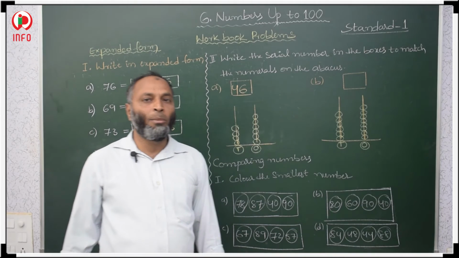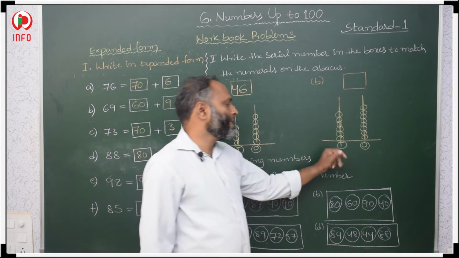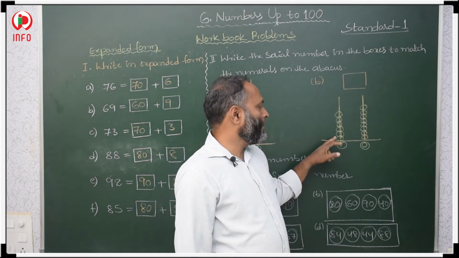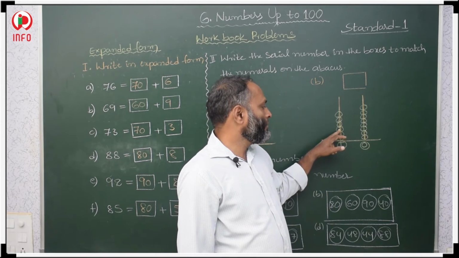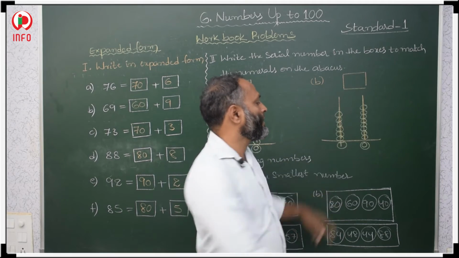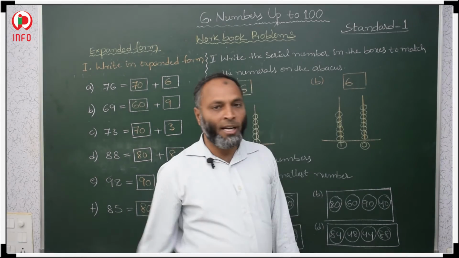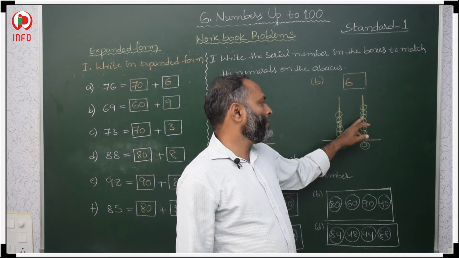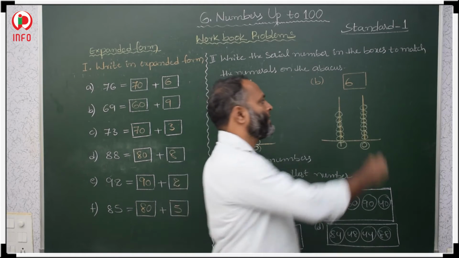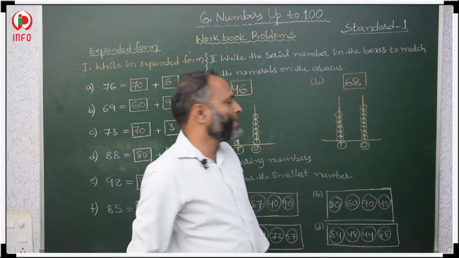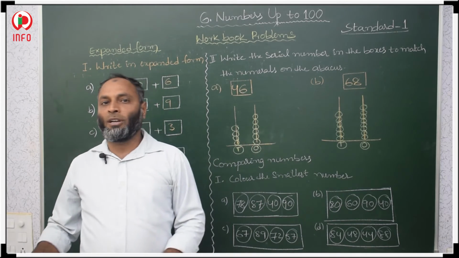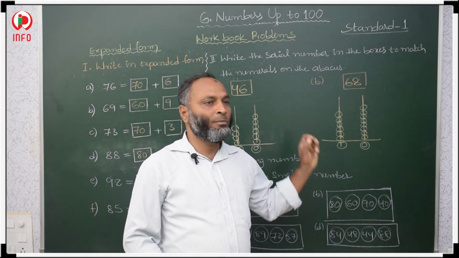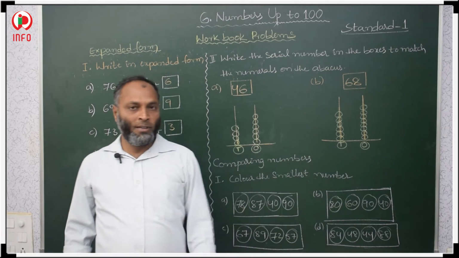46 is the numeral. Next, in this second one, this is tens and this is ones. In tens place, first you count how many beads were there. 1, 2, 3, 4, 5, 6. Take 6 here. And in ones place, how many beads are there? 1, 2, 3, 4, 5, 6, 7, 8. Here 68. The number is 68. First we have to count how many beads are there in tens and in ones. According to that, we have to write that number in tens as well as in ones place.